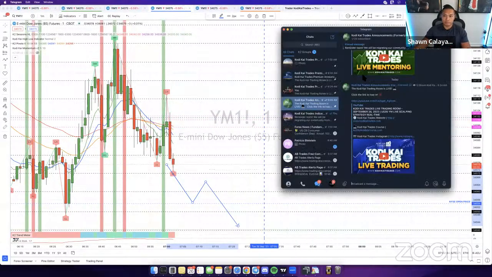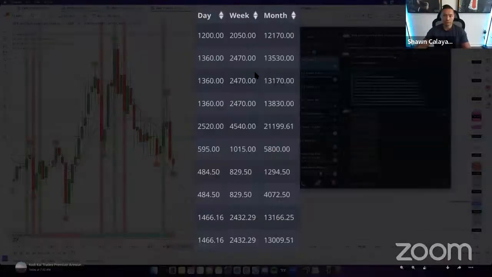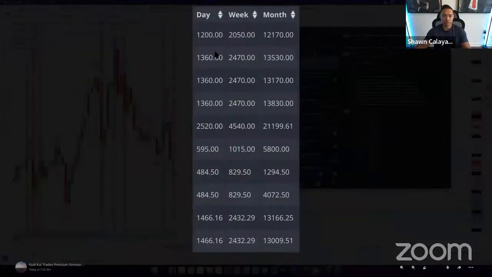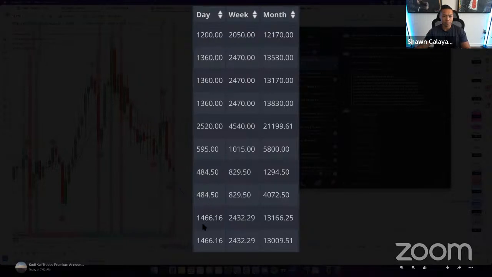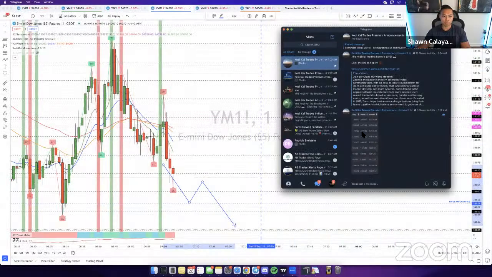All right, so here are my profits for the day so far. I locked in about 1,200 off my funded engineer account. My FTMO locked in 1,360, second FTMO 1,360, third FTMO 1,360. My 200K account locked in 2,520. This is my second funded engineer account locked in 595. This is my personal account locked in 484. Second personal account 484. My TFF account 1,466, and then my second TFF account total profit of 1,466 as well. So pretty decent profit for the most part. That's pretty much what I locked in for the day.